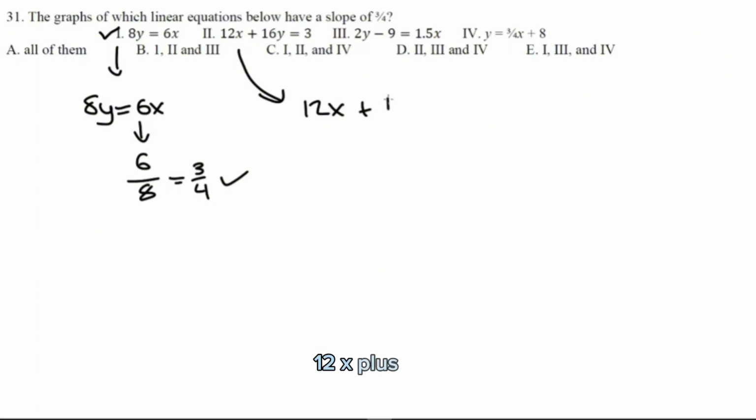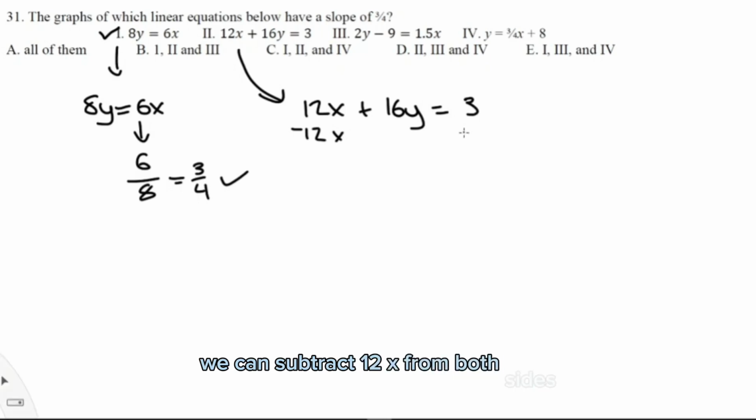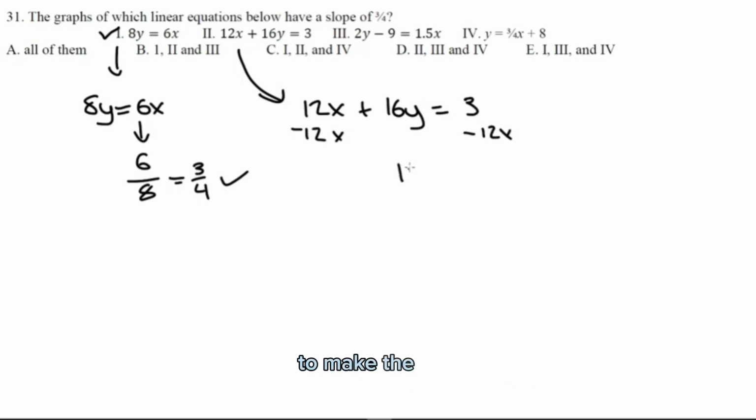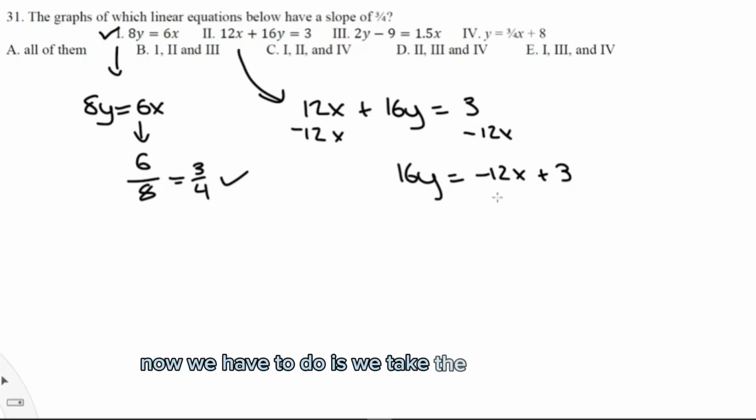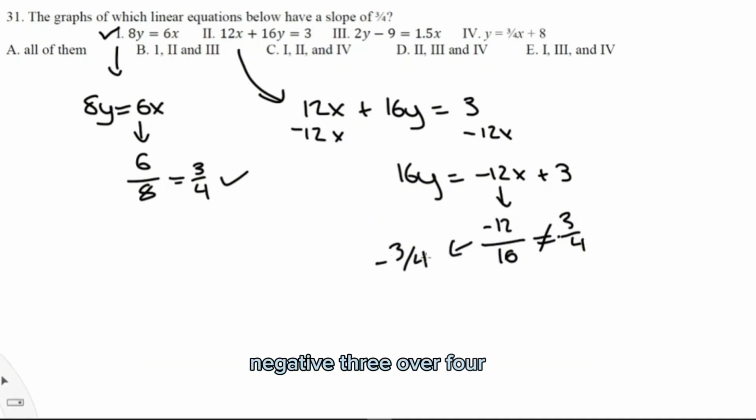12x plus 16y equals 3. Alright, so the first thing is we have to bring this 12x to the other side before we can do this. So let's do this. We can subtract 12x from both sides to make this 16y equals negative 12x plus 3. Now what we have to do is take the coefficient of x, which is negative 12, and divide it by 16. Negative 12 over 16 is not equal to 3 over 4. Negative 12 over 16, that's negative 3 over 4. Negative 3 over 4 is not the same as 3 over 4. So 2 does not work.